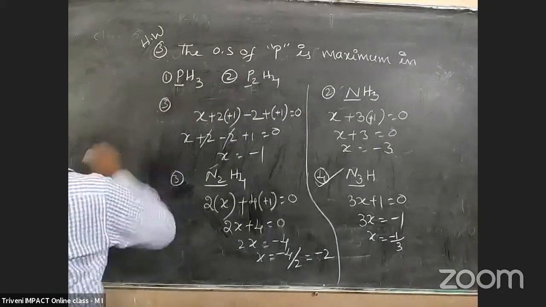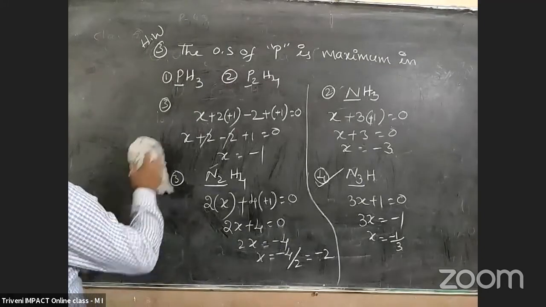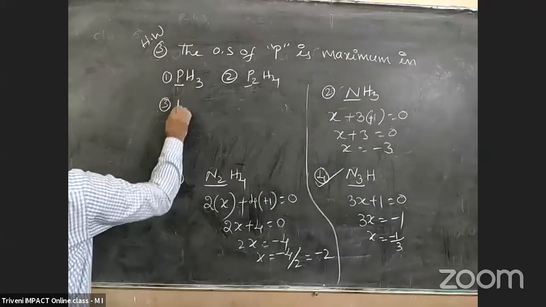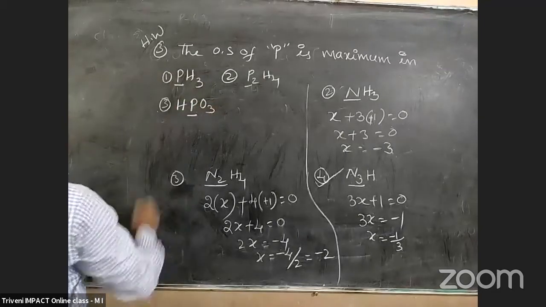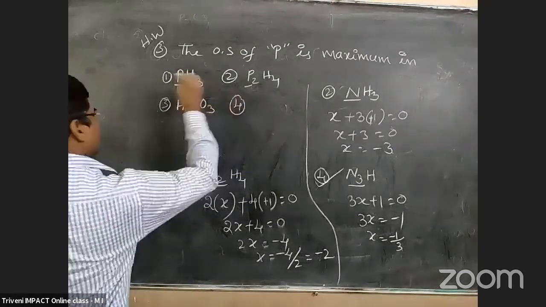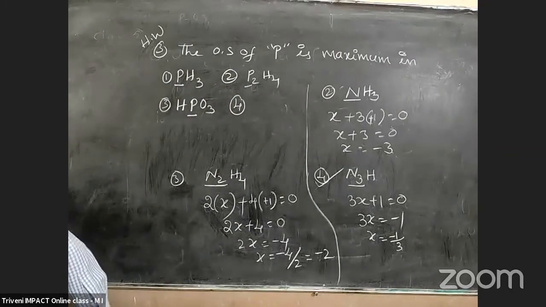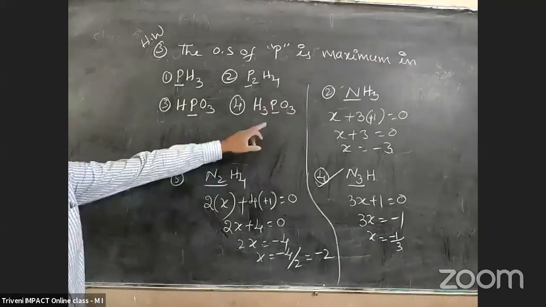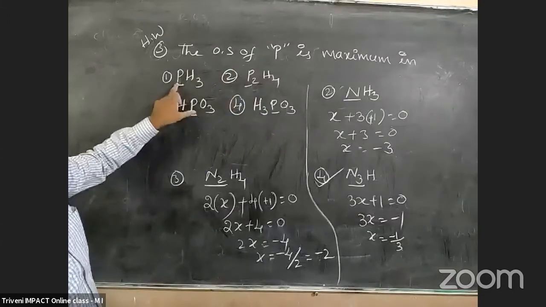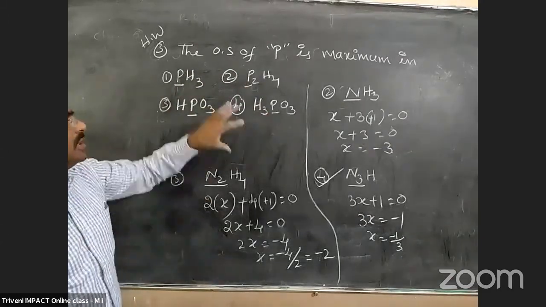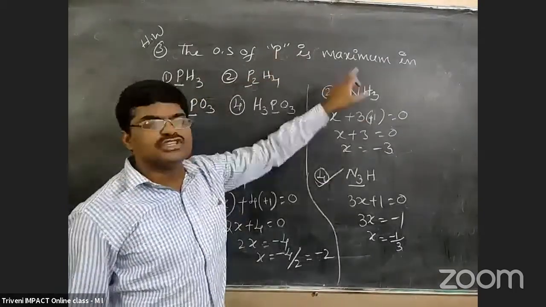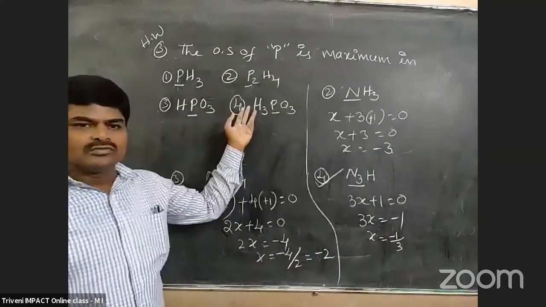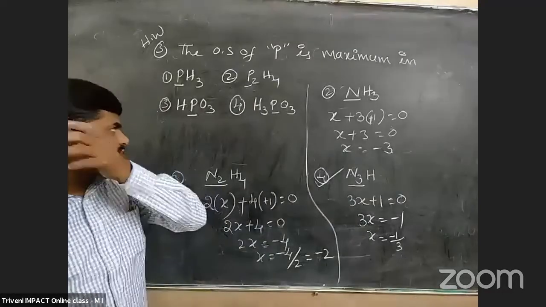And the third option is metaphosphoric acid, that is HPO3. In this HPO3 you should calculate the oxidation state of P. The fourth option is phosphorous acid, H3PO3. In this option we should calculate the oxidation state of P. So in the four options we should first calculate the oxidation number of phosphorus. In which option is the oxidation number of phosphorus maximum? That is the answer. All of you note down, simple. All of you do this problem. I am sending it to my WhatsApp number. This is the homework problem.